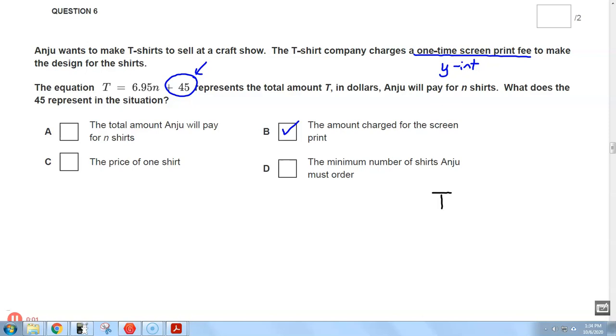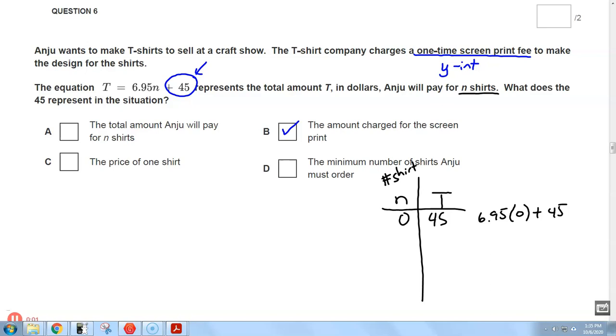So if I have my total price there, plus I have the number of shirts, and we pick 0 because N was shirts. If I pick 0 for shirts, and I use $6.95 times 0 plus 45, well, that's just going to come out to be 45. So basically what that meant was when I make 0 shirts, it's still going to cost me $45 because I got to pay for the screen fee.